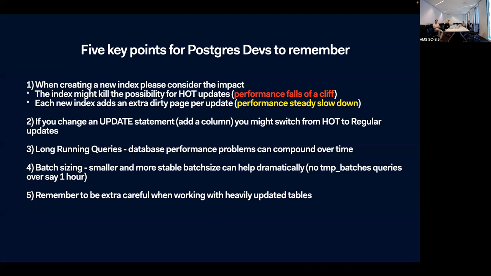The last one is to be extra careful when working with heavily updated tables. The Prometheus metrics will show you if your table is heavily updated. We saw those numbers going up into the billions of updates over a week, and that only went up over the month. So those are the 5 key points for our devs to remember.